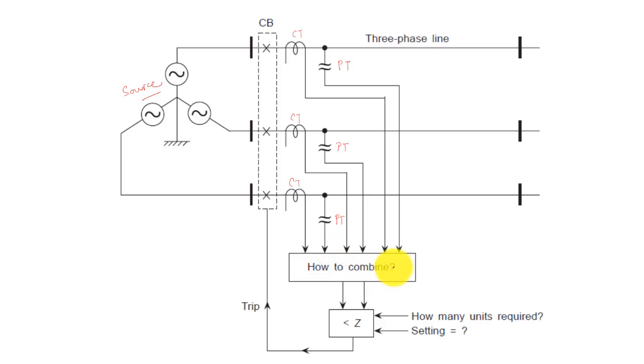Now, the question is how to combine these measured voltages and currents and feed them to the impedance relay or distance relay, which will compare the impedance. For that, how many distance measuring units do we require, and what should the setting be, how will we set this Z, whether in positive sequence impedance, negative sequence impedance or zero sequence impedance. Let us see this one by one, and after comparison it will give a trip command to the circuit breaker. Okay.